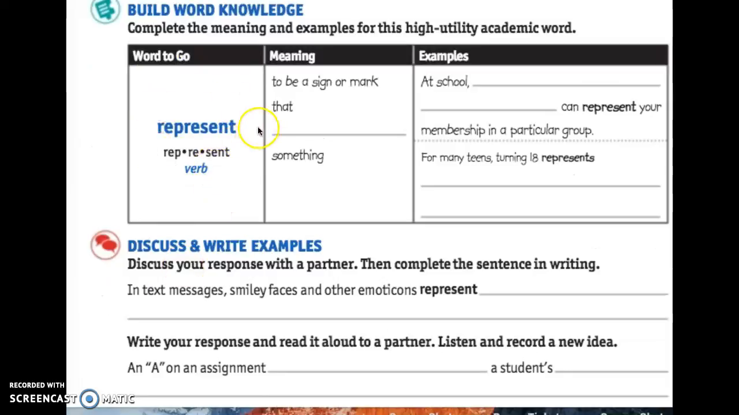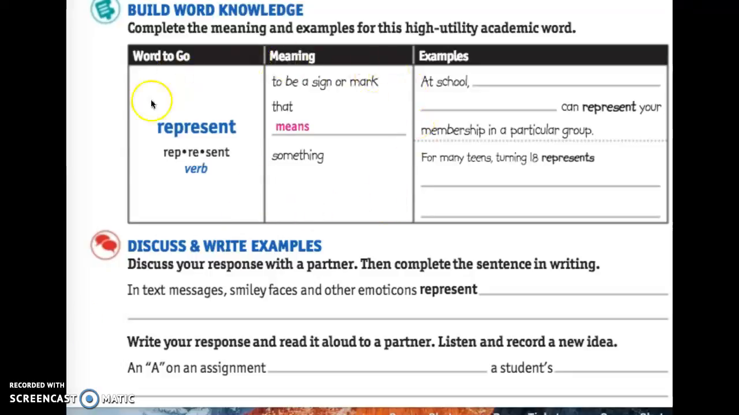This word is represent. All right, it's a verb. It's something that you do. I hear a lot of students say this, oh yeah, you better represent, or I represent. Usually it could be referring to a gang. I represent this gang. Or, well, I represent my group of friends. Or I represent the ASB. All right. This is to be a sign or mark that means something.